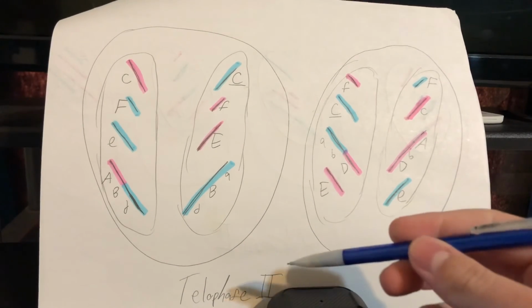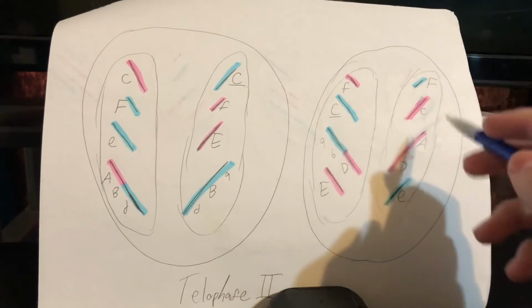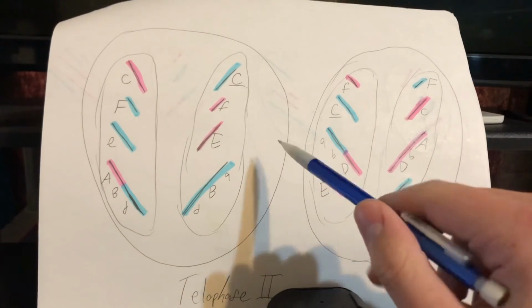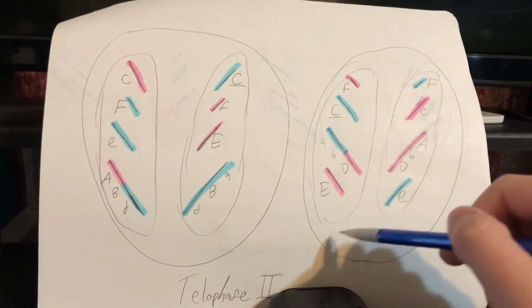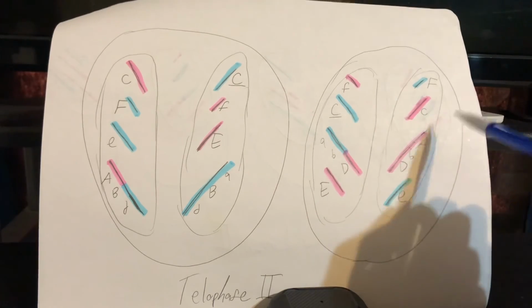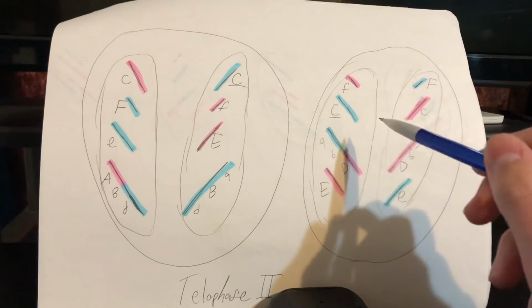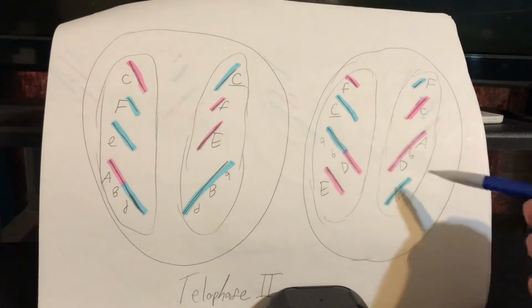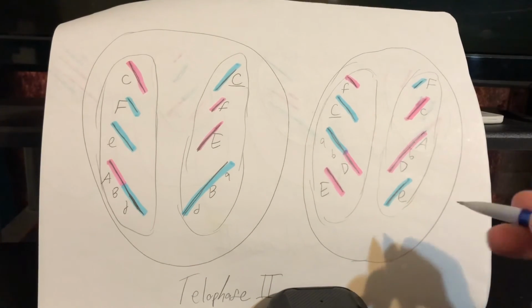The next step is telophase 2. With the chromatids on each opposite end of each cell, nuclear membranes start to form around them. This will start forming 4 new cells, 2 from each. The chromosomes then decondense.